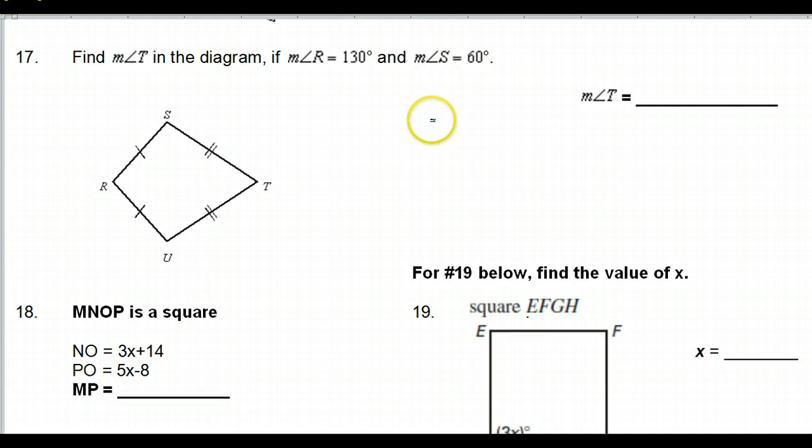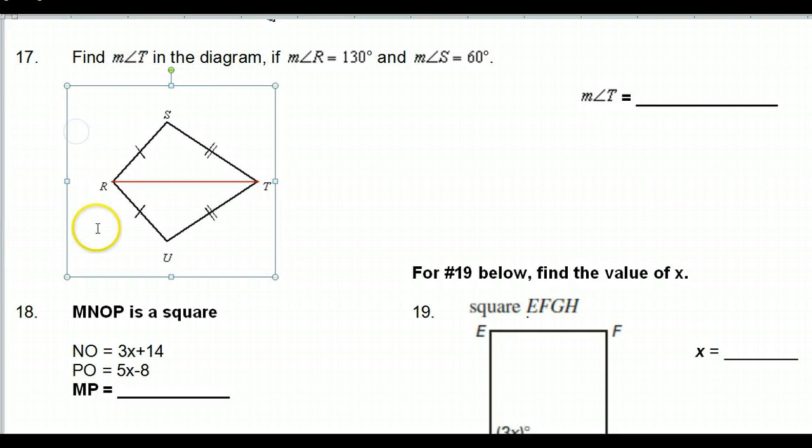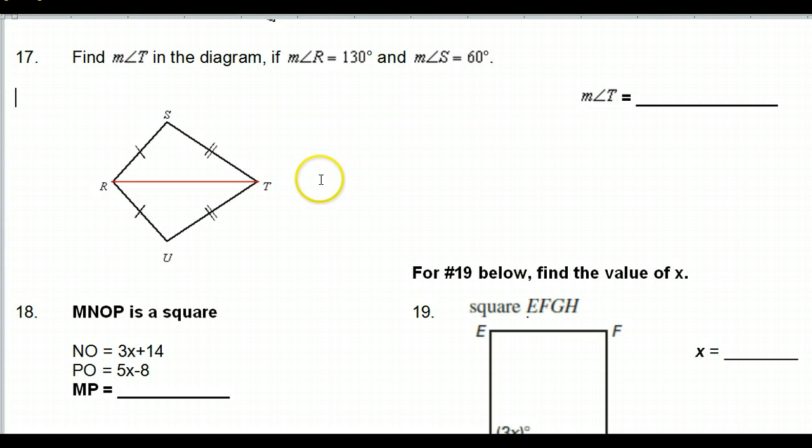Number 17. Look, this is a kite. Check it out. Consecutive sides are congruent. It's a kite. That means we have symmetry. I don't know if it's going to come up or not, but just in case it does, please understand that this line that I'm drawing, let's make it red, that red line I just drew is the line of symmetry.